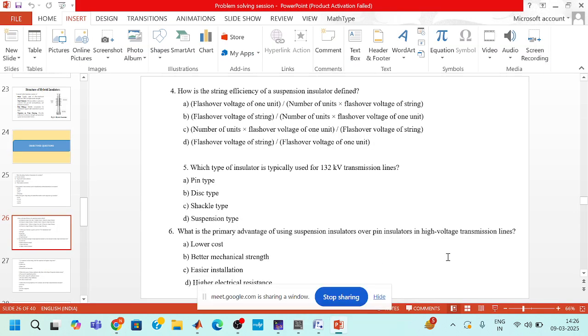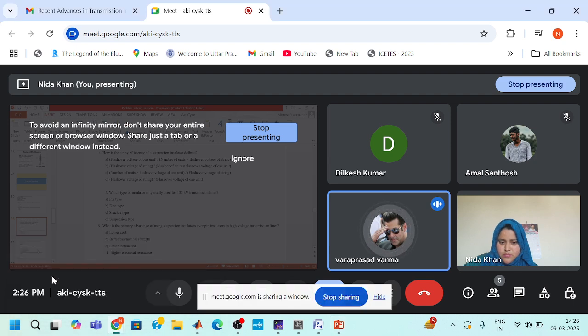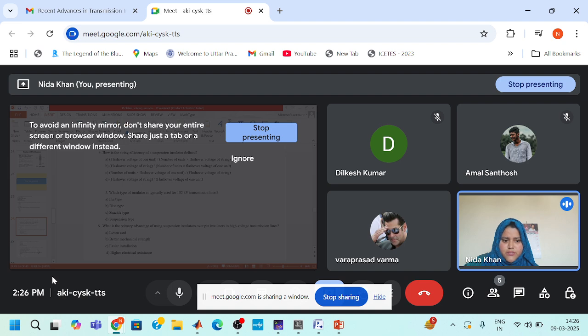Now the next question is, what is the primary advantage of using suspension insulators over pin insulators in high voltage transmission lines? Options are lower cost, better mechanical strength, easier installation, higher electrical resistance. Better mechanical strength, I think so. Okay, Dilkesh and Amal, you can also give the answer.